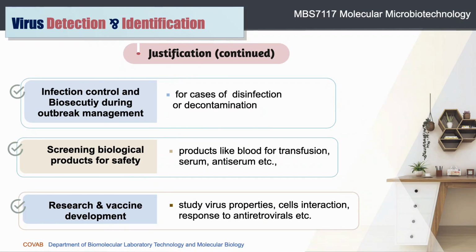Still on the justification of identification and detection of viruses, we are looking at infection control and biosecurity during the management of an outbreak. So if we are carrying out disinfection or decontamination, we want to ascertain how thorough the process is. Then we'll always want to screen our biological products for safety and make sure they contain no viruses. These are products like blood for transfusion, serum, antiserum, among others.